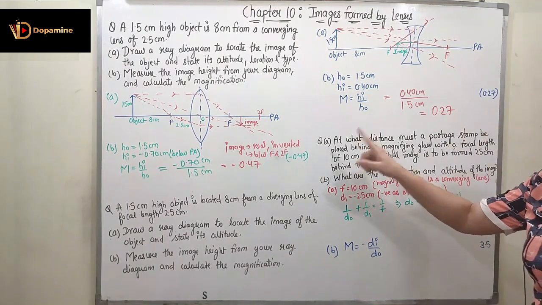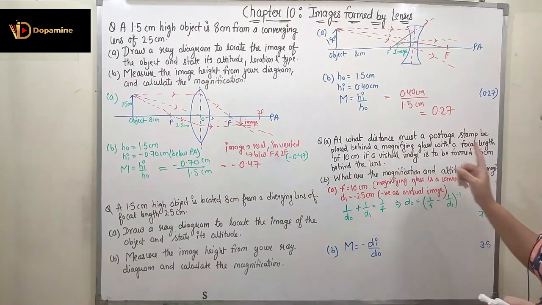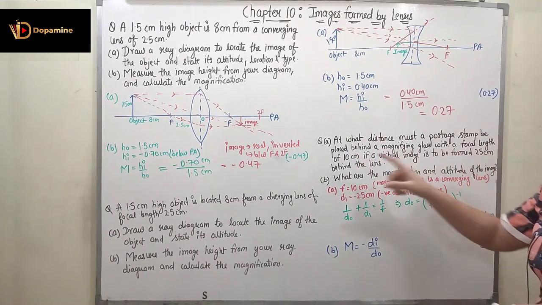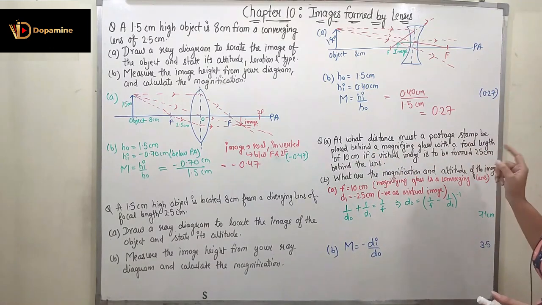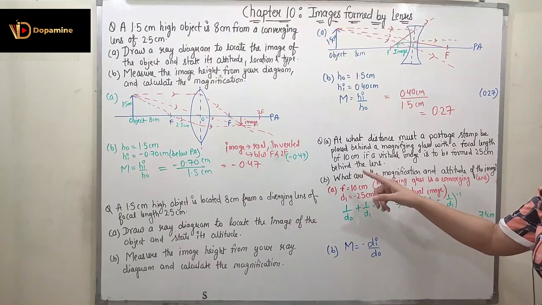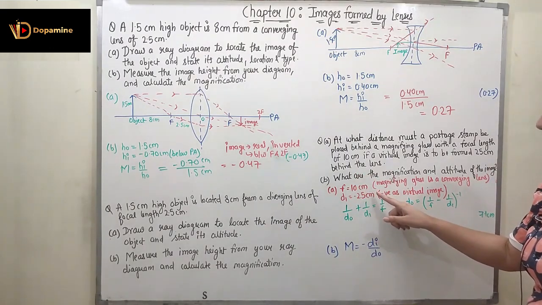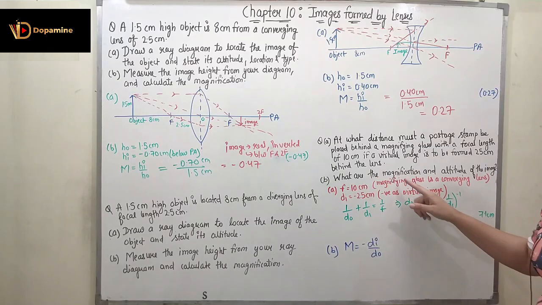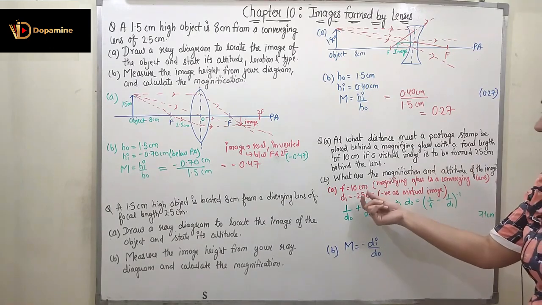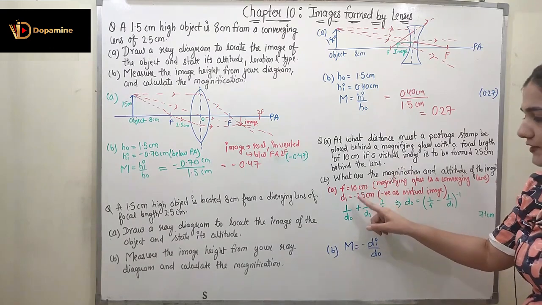So now part A states: at what distance must a postage stamp be placed behind a magnifying glass with a focal length of 10 centimeter if the virtual image is to be formed 25 centimeter behind the lens? And the second part is: what are the magnification and attitude of the image? So the focal length is given as 10 centimeter, right? It is a magnifying glass, and this is the reason it's a converging lens. We have taken the focal length to be positive.